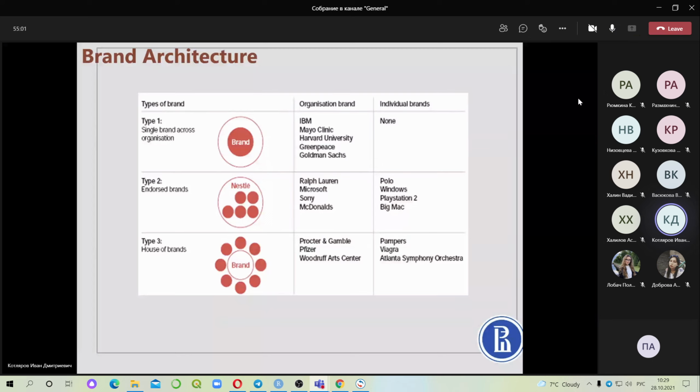Yes, it is. But could you please one more time clarify what is the main definitional difference between brand portfolio and brand architecture? Brand portfolio is just a set of brands. Brand architecture describes the organization of the brand portfolio. Okay, thank you.